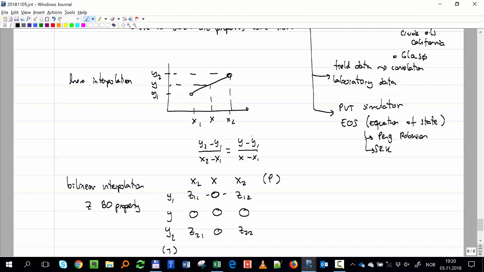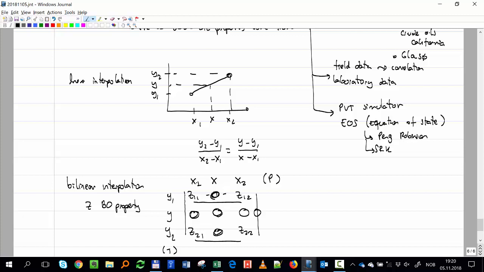Okay, so you have to apply the same equation, but you have to apply it once here between these 2 points to find this guy. You have to apply between these 2 to find this guy. Then you have to apply on this direction to find this guy, and on this direction to find this guy. And finally, you have to apply it here. Yes?